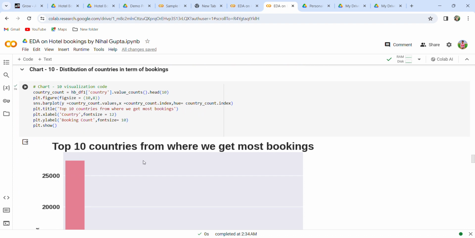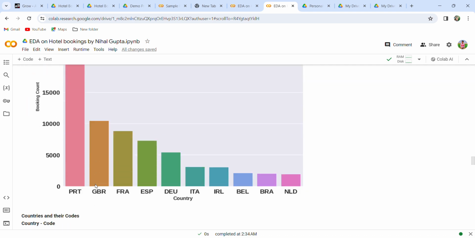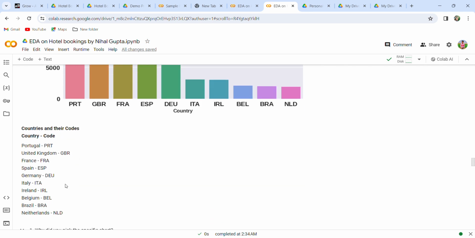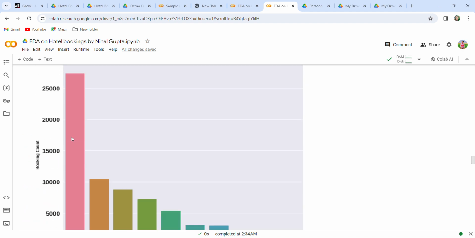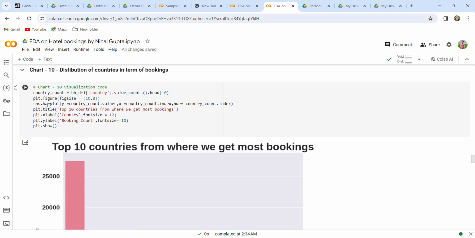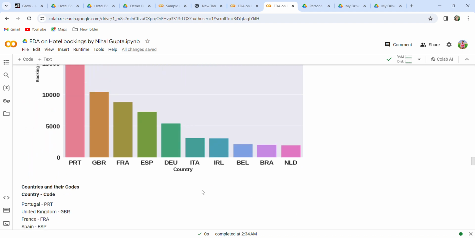In this we are going to analyze which country we are getting the most of the bookings from. The full forms of the countries are mentioned here: Portugal, United Kingdom, France, Spain, Germany, Italy, Ireland, Belgium, Brazil, Netherlands. We can see that most of our bookings are for Portugal, and the last one, I think, is Netherlands.